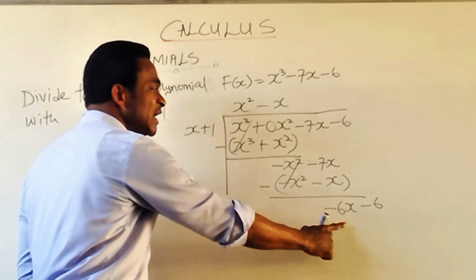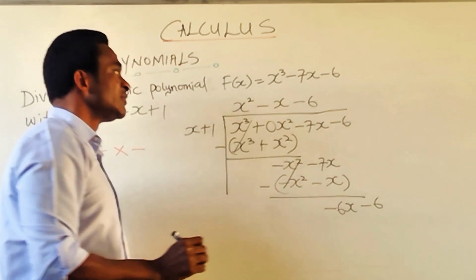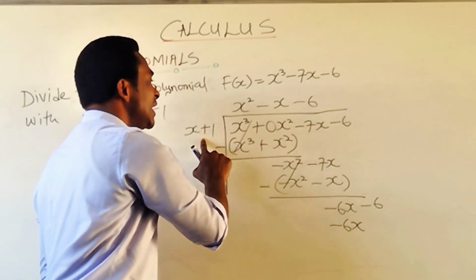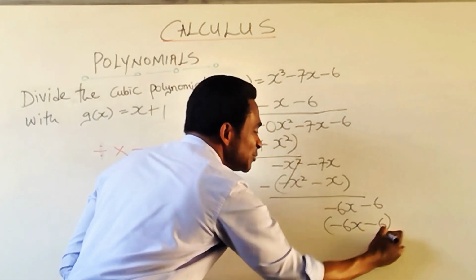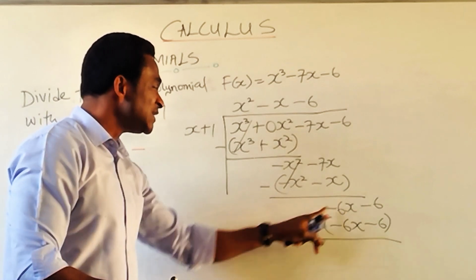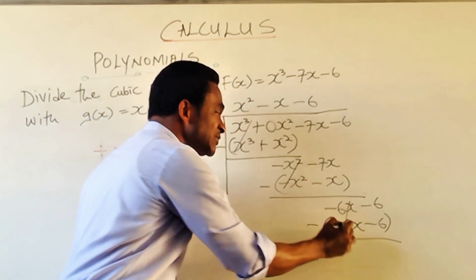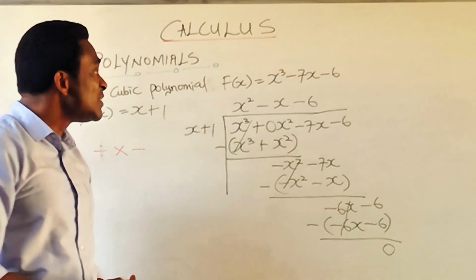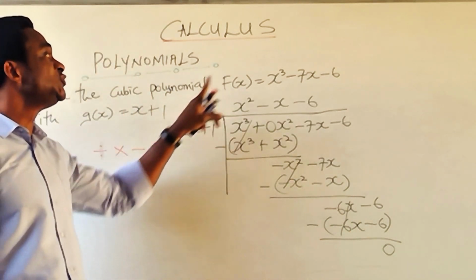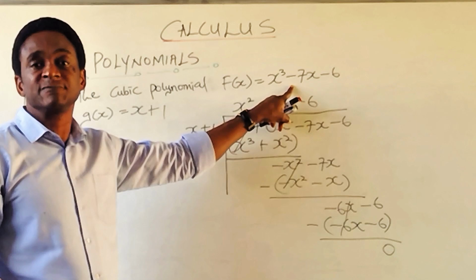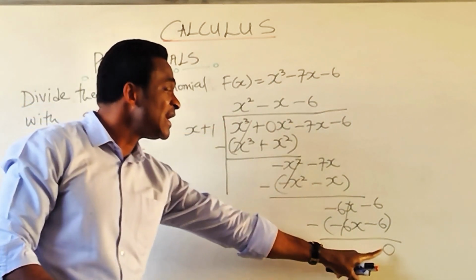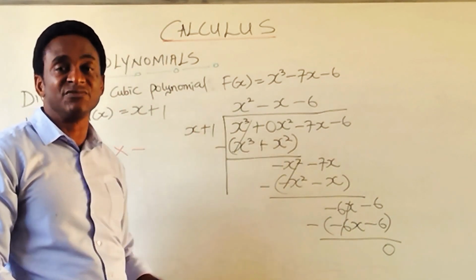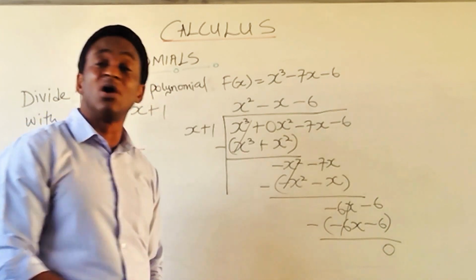Now, x into negative 6x is negative 6. Negative 6 times x is negative 6x. Negative 6 times 1 is negative 6. We subtract again. Now, negative 6 minus is plus, cancels out. We have a remainder of 0. Having a remainder of 0 means that the divisor is actually a factor of the function. If you have a remainder that is not 0, it means that it is not a factor of the function. But we are going on to solve the problem here.